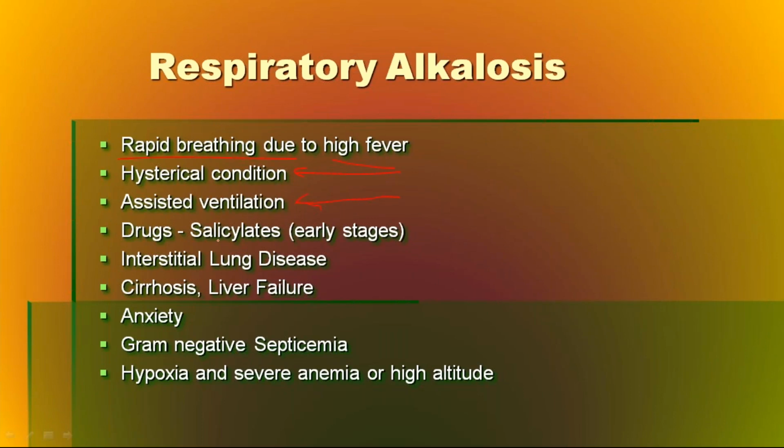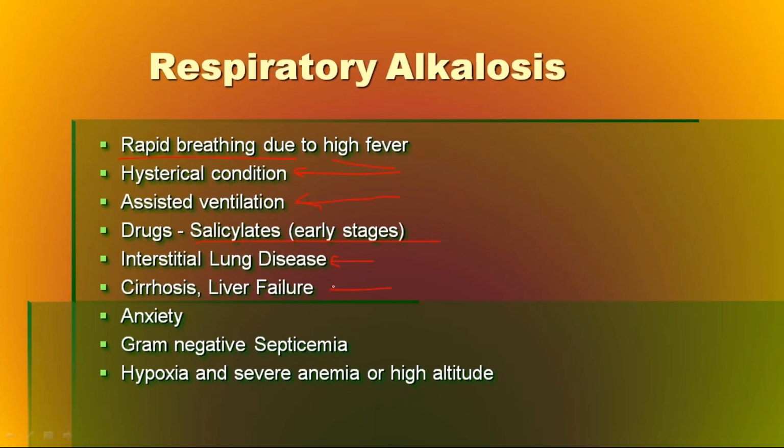Some drugs can produce it. Salicylates, especially in early stages, produce an alkalosis, and later on it becomes metabolic acidosis. So early stage is respiratory alkalosis, later stage metabolic acidosis. Salicylates produce a mixed picture. Please remember that is a specialty of acetylsalicylic acid. Again, interstitial lung disease can cause respiratory acidosis, as we thought previously, but it can cause alkalosis also.